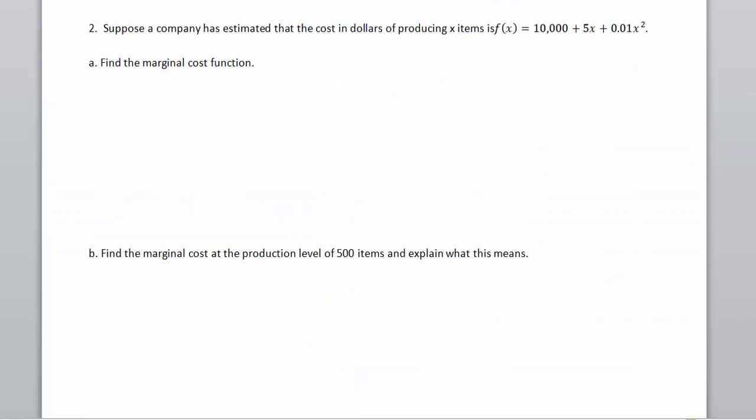And then lastly is a marginal cost problem. So company has estimated the cost in dollars. So this is just a cost function. If I plug 1 into this, this is going to tell me what does it cost the company to make one, say, candle. If I plug 10 in, it's going to say how much does it cost the company to make 10 of them. Your marginal cost function is just the derivative of the cost function. So this is just your derivative, which means the rate of change of cost.